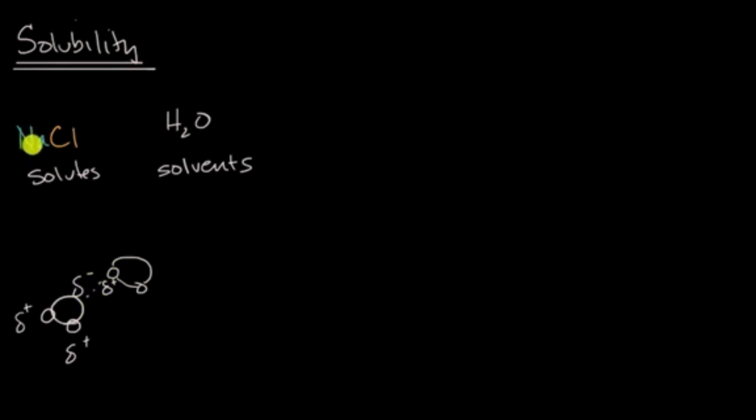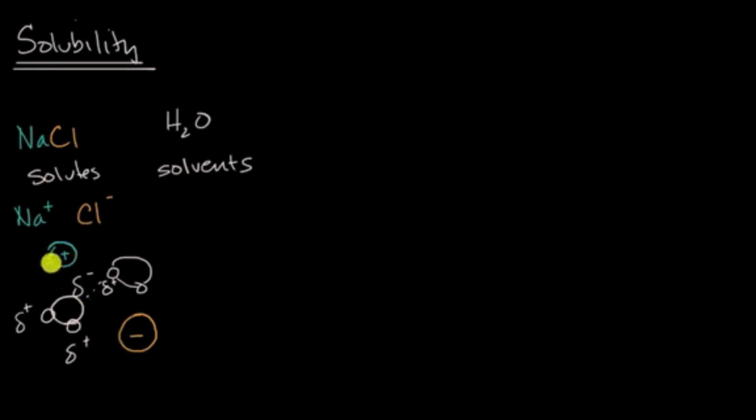The reason why sodium chloride dissolves well in water is because sodium chloride, as an ionic compound, can dissociate into its constituent ions, into a sodium cation and a chloride anion. And we've seen this before. So that's the chloride anion. This right over here is a sodium cation.